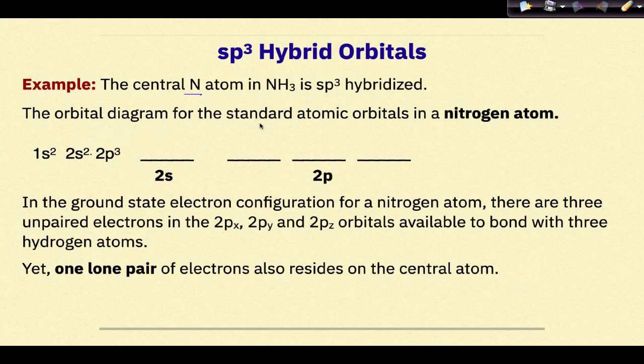The orbital diagram for the standard atomic orbitals in a nitrogen atom looks something like this. And this time I'm not including the 1s2 sublevel. So we have 2 electrons in 2s, and then an electron apiece in this 2p sublevel. In the ground state electron configuration for a nitrogen atom, there are 3 unpaired electrons in the 2px, 2py, and 2pz orbitals available to bond with the 3 hydrogen atoms. Yet, 1 lone pair of electrons also resides on the central atom. So we would consider this our lone pair.